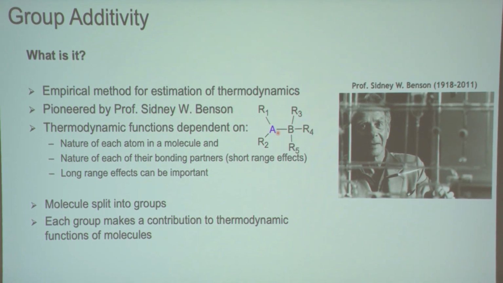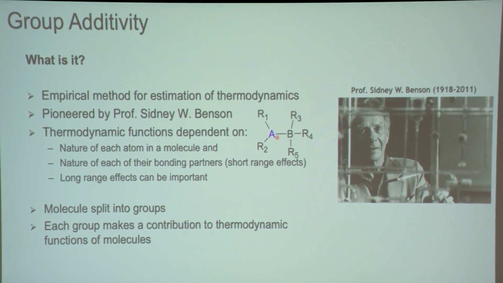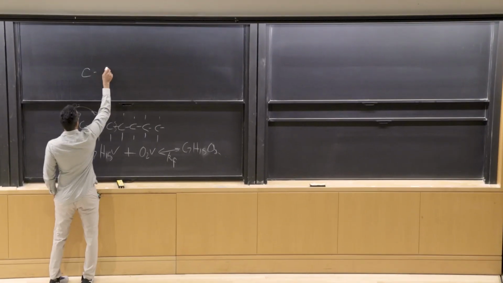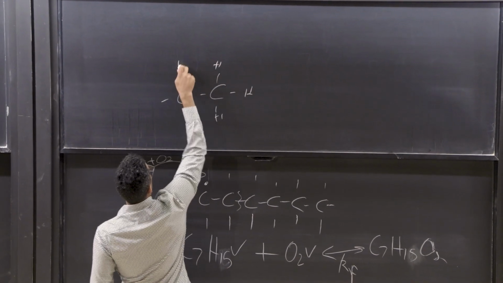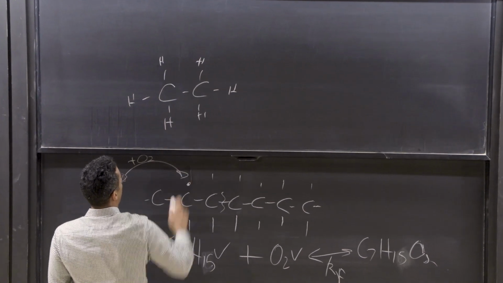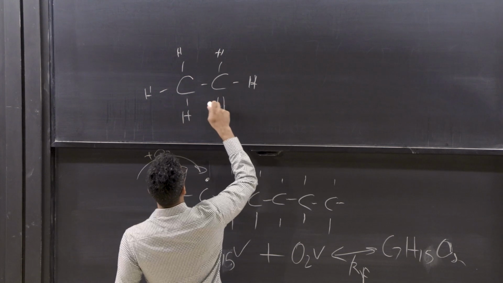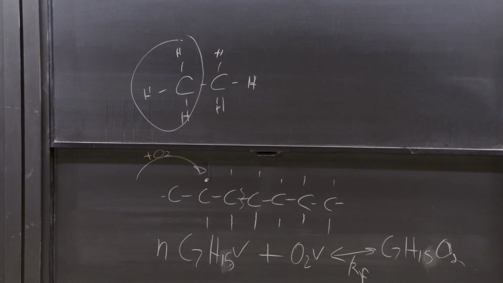So he split any molecule into groups, and then he said each group contributes to the overall thermodynamic function of the molecule. So let's consider a very simple molecule. Ethane is shown here, C2H6. This is a symmetric molecule, okay? And if you look at this, there's essentially two groups. There's basically two of these CH3 groups connected together. Very straightforward, right? So he says in this molecule, you can simplify it into two identical groups.